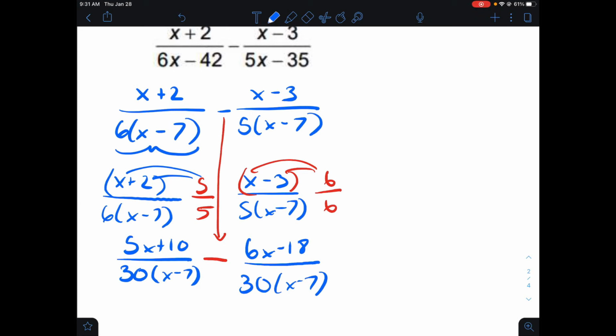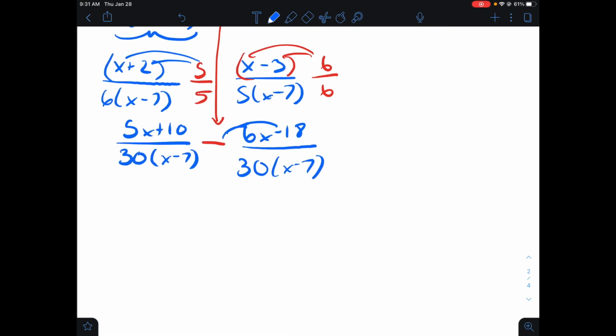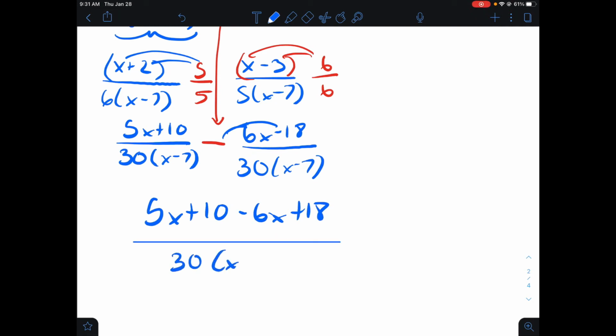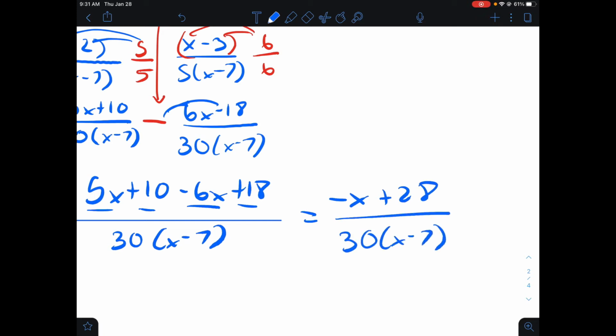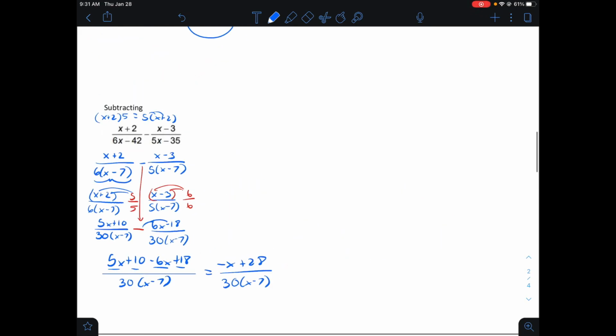So now, kind of a trick with subtraction, and this is where a lot of people mess up. You have to make sure that you distribute this negative to each term. So on the top, we end up with 5x plus 10 minus 6x plus 18 all over our common denominator, which is 30 times x minus 7. You can combine like terms. These guys give you a negative x. These guys give you a 28. So you get negative x plus 28 all over 30 times x minus 7 on the bottom. So that was adding and subtracting rational functions.